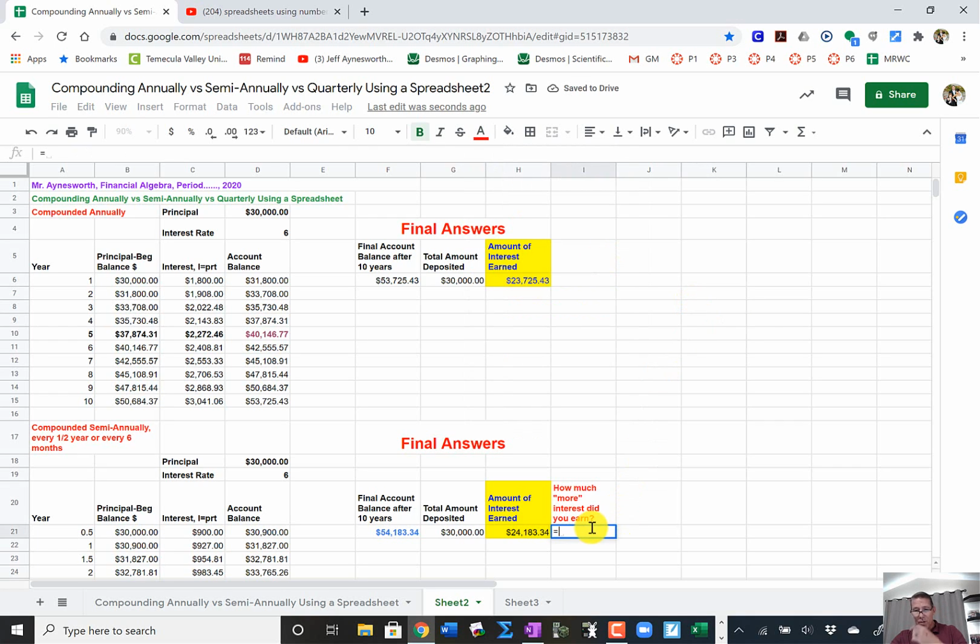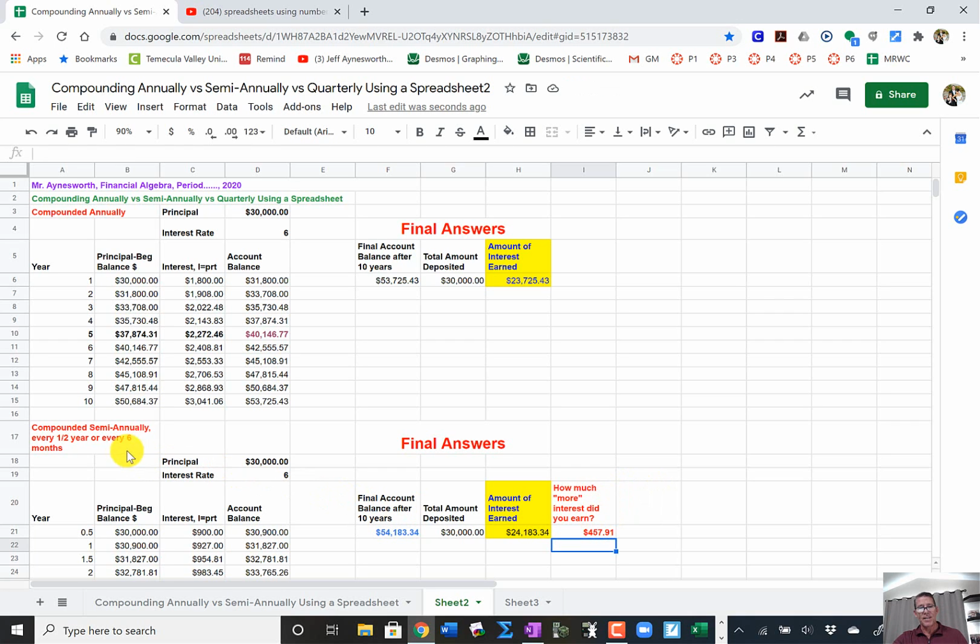So this is equal to this number here, in the second model, minus the previous one, the smaller one, right? So minus the previous one here, and then you hit enter. So we earned $457.91 more. That's why I said, how much more did you earn?